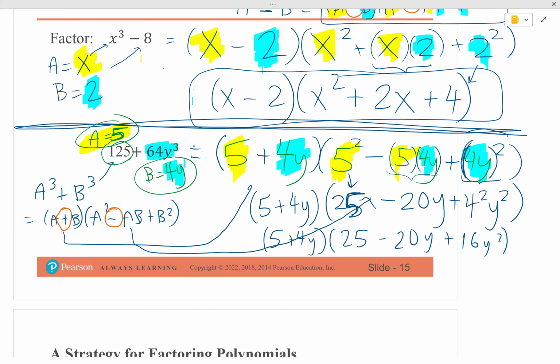So keep that in mind. You're not just squaring the variable. If there's a variable attached to a number, you have to square that number as well.